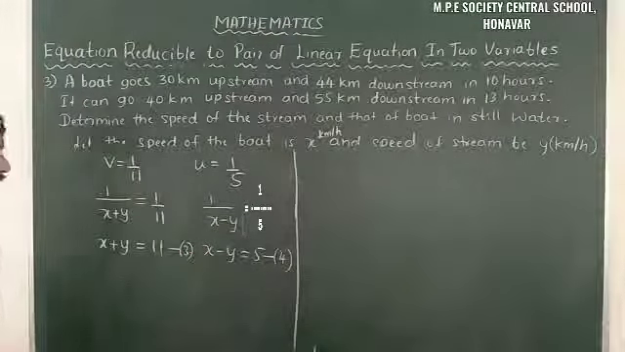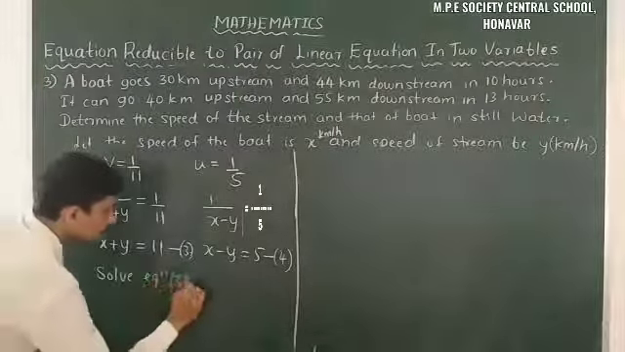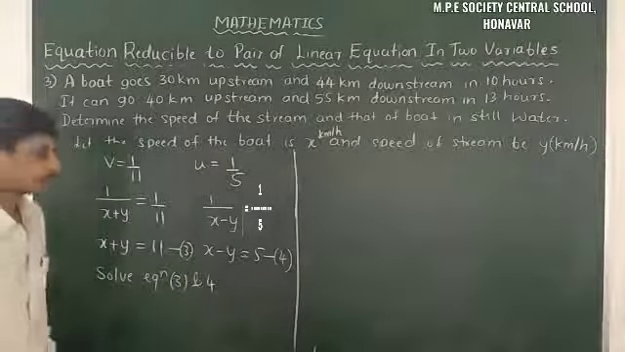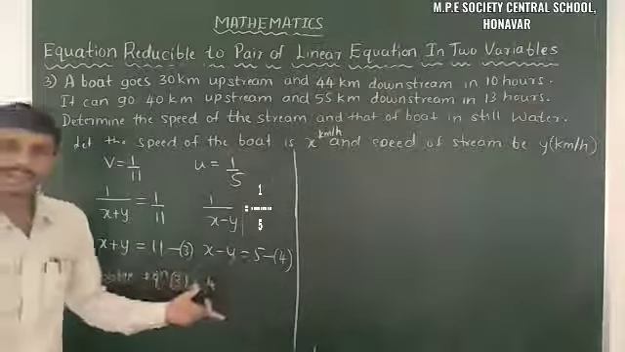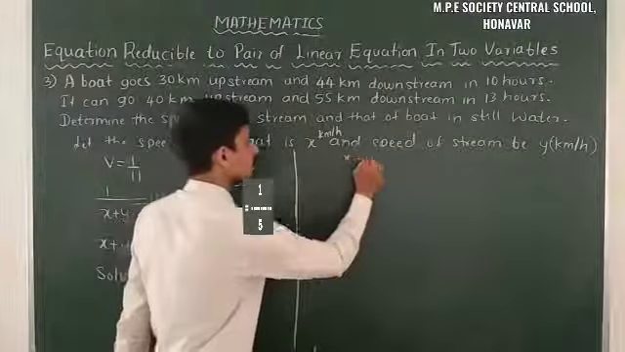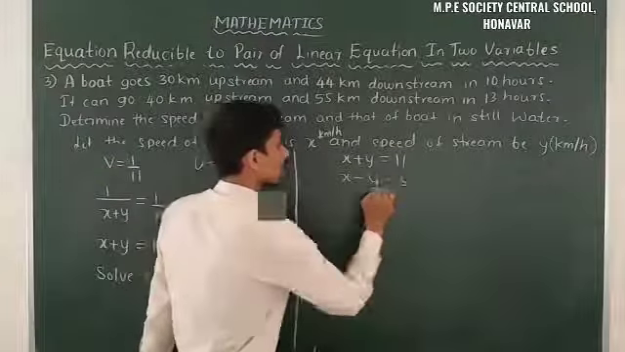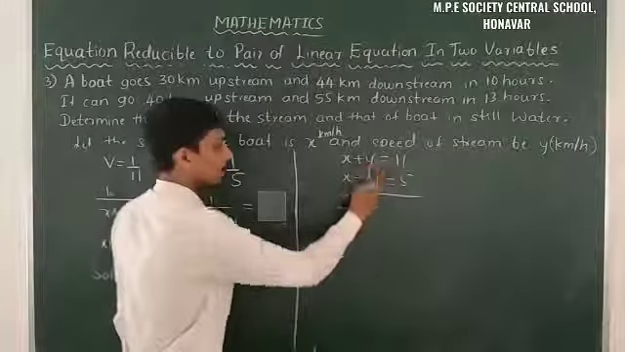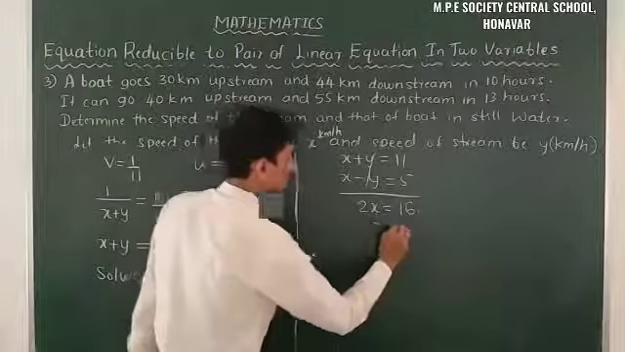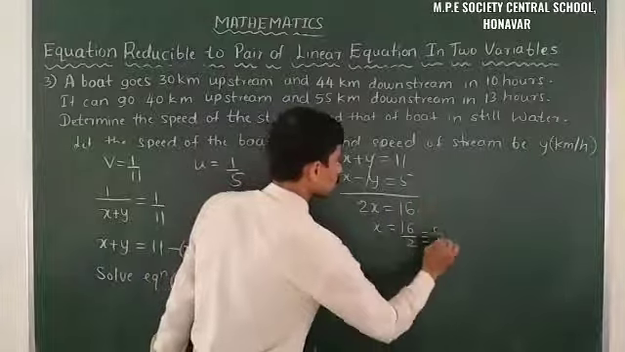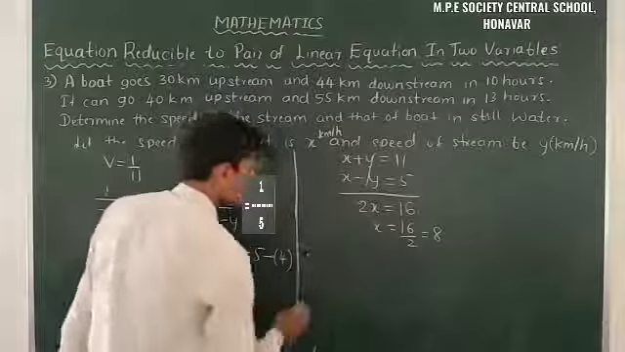Then solve equations 3 and 4. How can we solve? Just observe that plus y is there and minus y is there, so we can easily eliminate that. That is x plus y is equal to 11 and x minus y is equal to 5. This is also the elimination method. Here we got 2x is equal to 16. Then x is equal to 16 by 2, which is 8. That means the speed of the boat in still water is 8 km per hour.